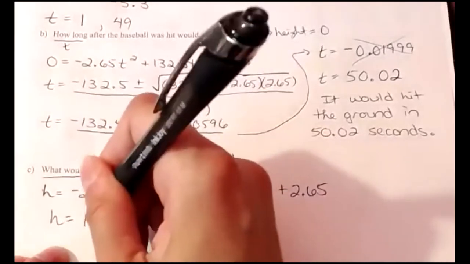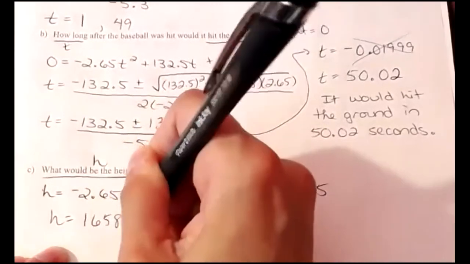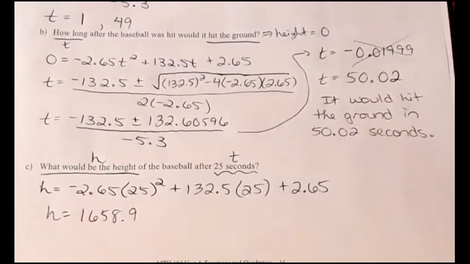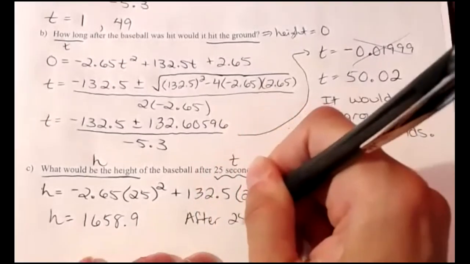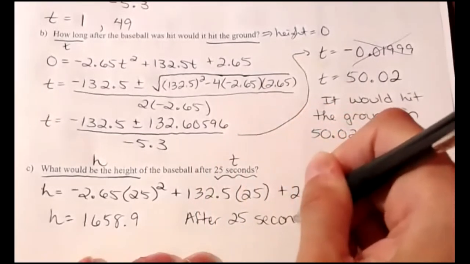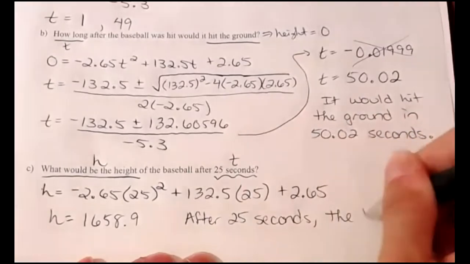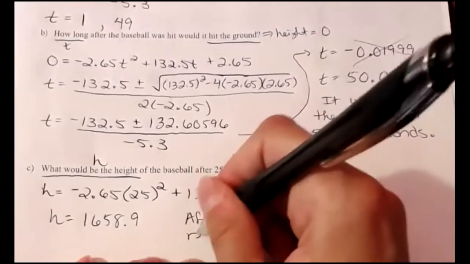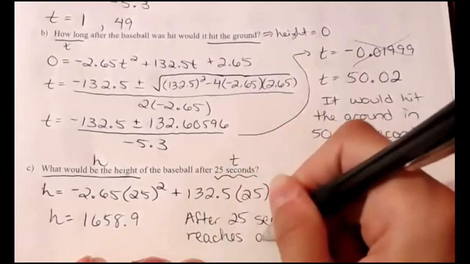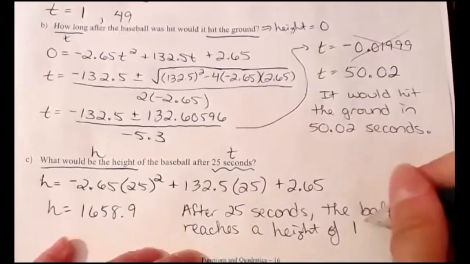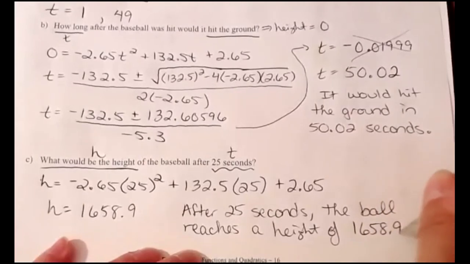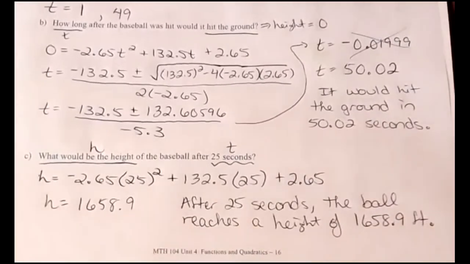Solving gives us 1,658.9. So consider that height is in terms of feet. So after 25 seconds, the ball reaches a height of 1,658.9 feet. And there's your answer.